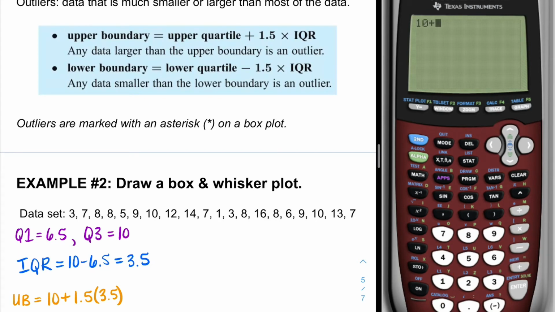So when I put that in the calculator, excuse me, that should be 10. Upper quartile is Q3. So I see that any number that is above 25 is an outlier, because any data that's larger than the upper bound is an outlier. If my upper bound is 25, then anything over 25 is an outlier. Now I need to find my lower bound.